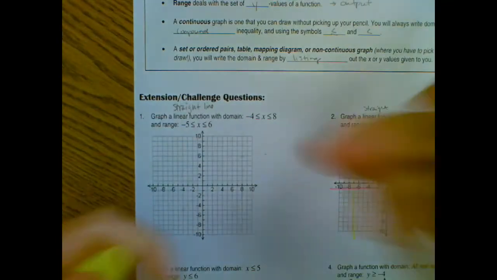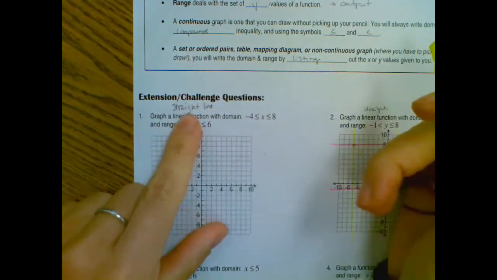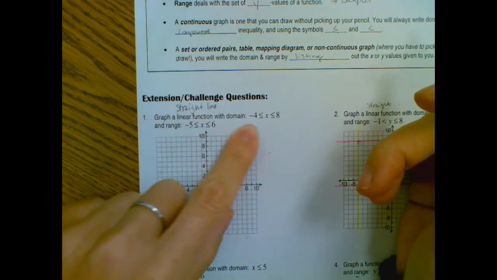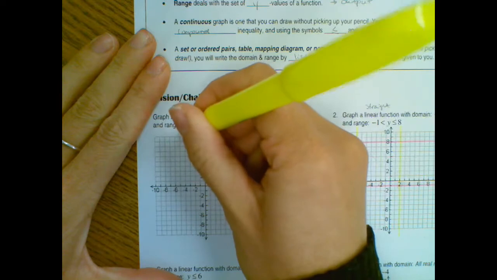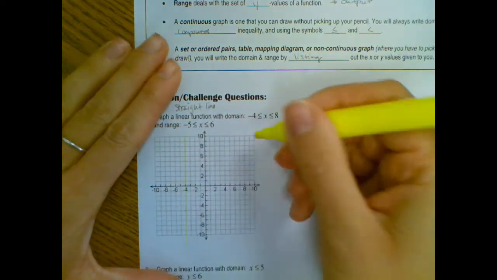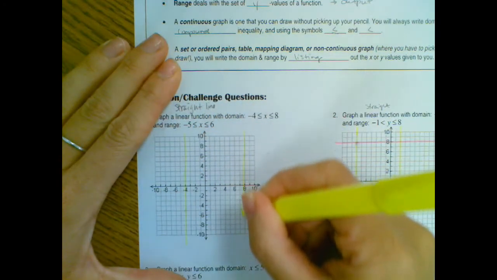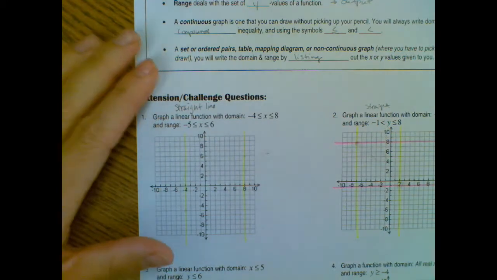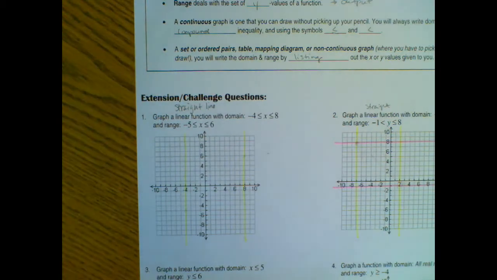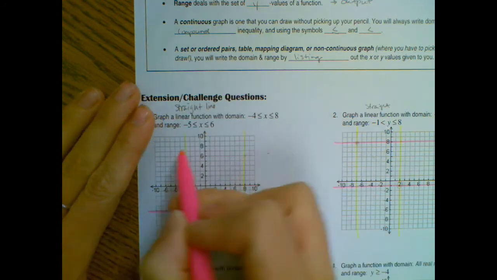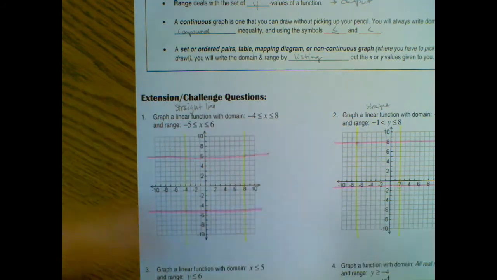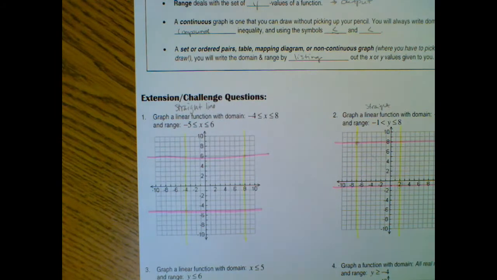All right, group. So we are on number 1 here. Linear means straight line. So we're going to be showing a straight line with a domain of -4 to 8. So I'm going to draw my highlighter. And a range from -5 to 6. Okay, so anywhere between there is good.